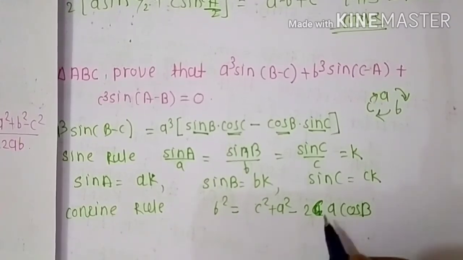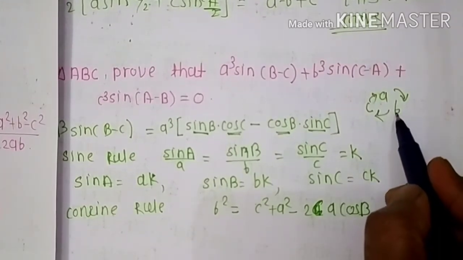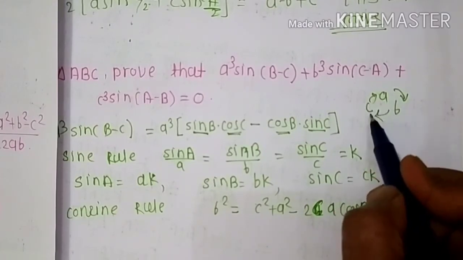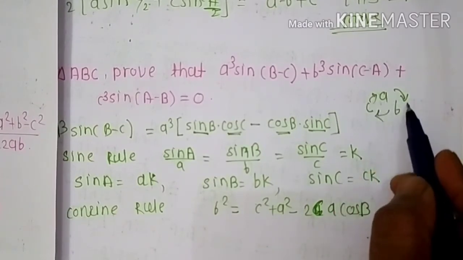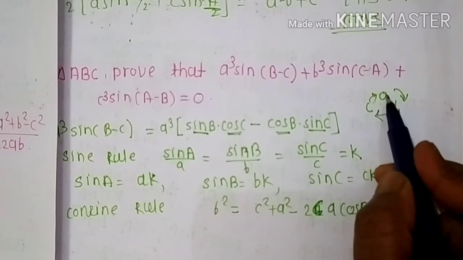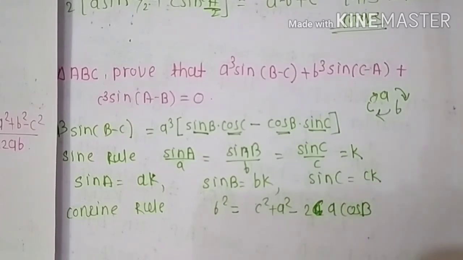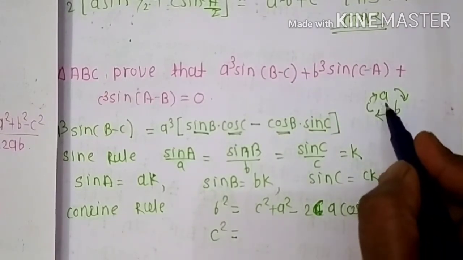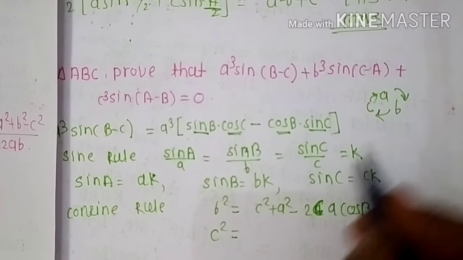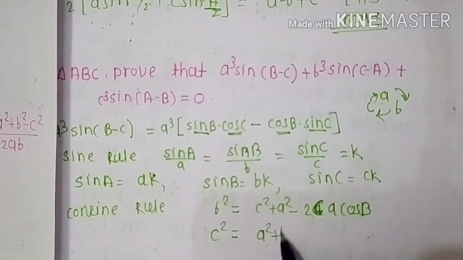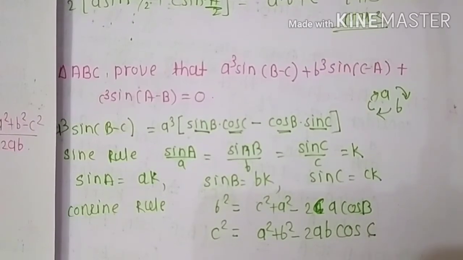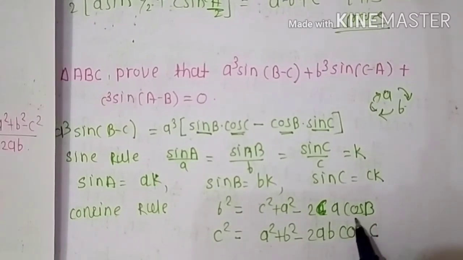If cos b is there, then c square, a square, minus twice ac into cos b. In the same way, for c square, it is equal to a square plus b square minus twice ab into cos c. In this way we have to remember. Here we modify these in order to find cos b and cos c.